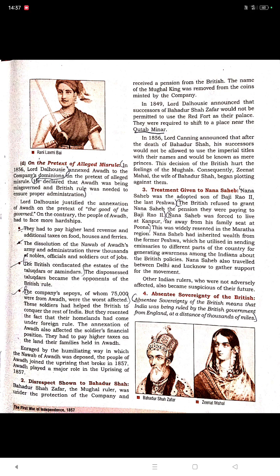The dissolution of the Nawab of Awadh's army and administration threw thousands of nobles, officials and soldiers out of jobs.